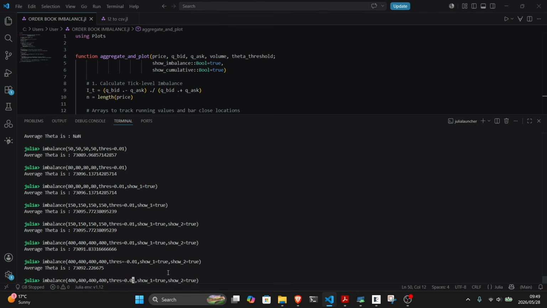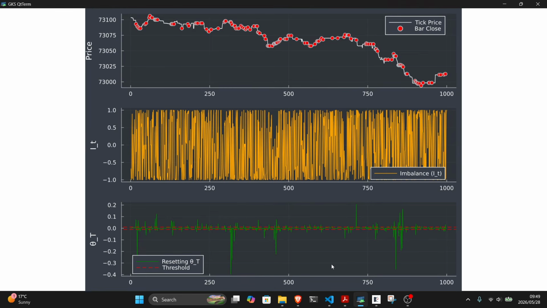Now, I'm going to push this to 1,000 entries. Our average theta decreased. It went from 73,092 to 73,062. Now let's go look at the geometry. As you can see, I sub t is all over the place. And when you look at theta sub t, obviously the threshold is just 0.01.